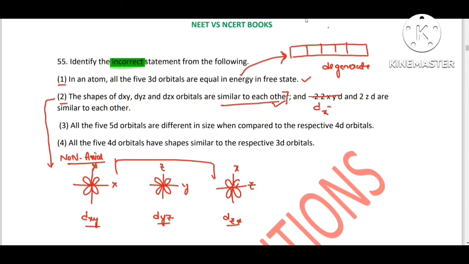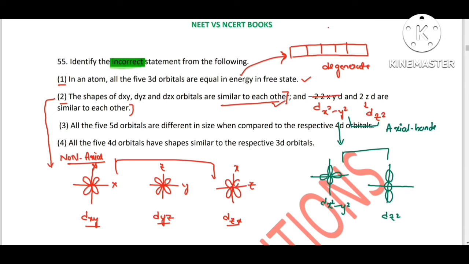The structures of dx square minus y square and dz square are similar to each other. We know that dx square minus y square and dz square are called the axial orbitals. Why? Because the lobes are present along the axes. This is the structure of dx square minus y square. Now let us see the structure of dz square. This is the structure of dz square. We see that dx square minus y square and dz square structures are not similar to each other. So this statement is incorrect.